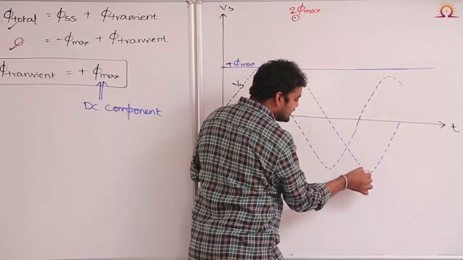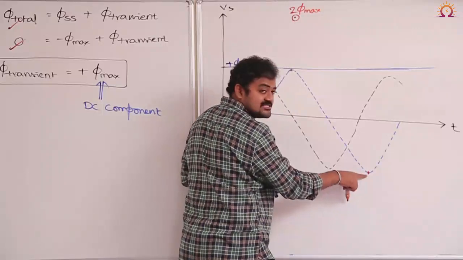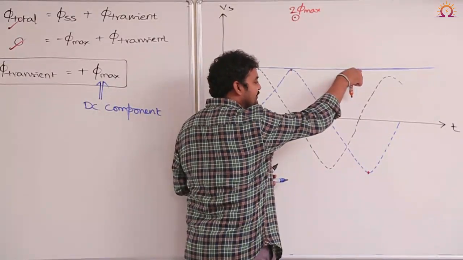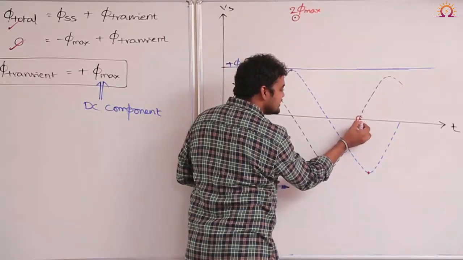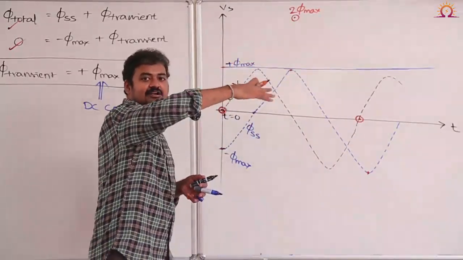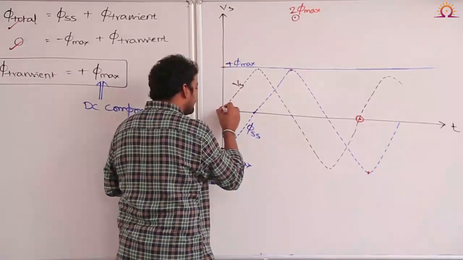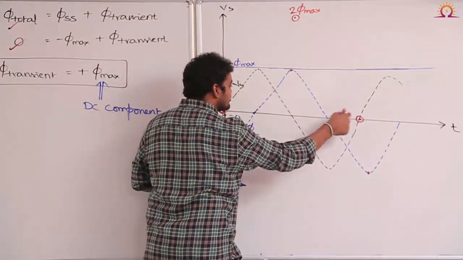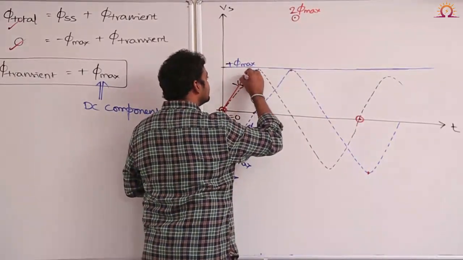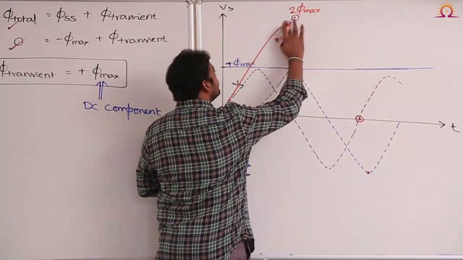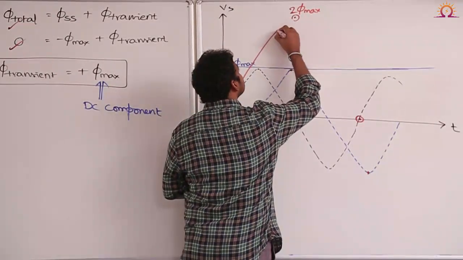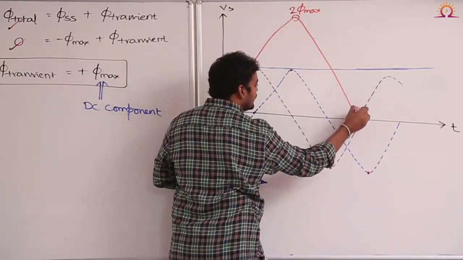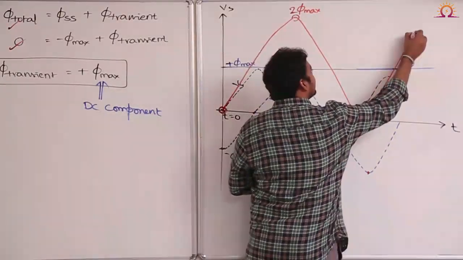In the next half cycle, can I say steady state flux is minus phi max? Transient flux is plus phi max, therefore the resultant flux is equal to 0. That process will continue. Therefore, if I draw a waveform, this is 0 total flux, 2 times of maximum, 0. Yes, this is how the waveform will continue.